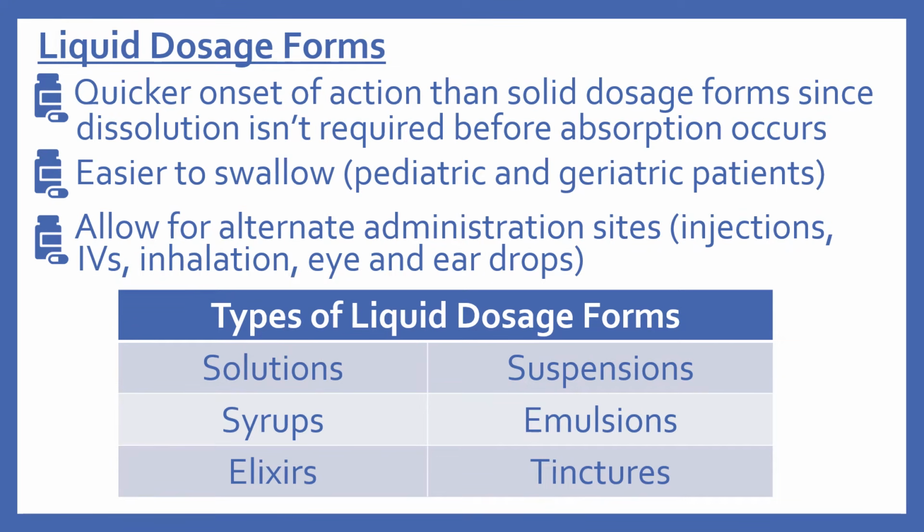Now we'll look at the liquid dosage forms. These have a quicker onset of action than solid dosage forms since dissolution isn't required before absorption occurs. They're easier to swallow, so that's why they're often used for pediatrics or geriatric patients. And the liquids allow for alternate administration sites. They're liquids for injections, IVs, inhalation, and eye and ear drops. And some types of liquid dosage forms we'll be looking at include solutions, suspensions, syrups, emulsions, elixirs, and tinctures.